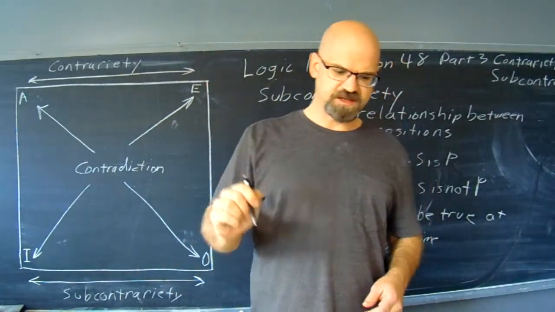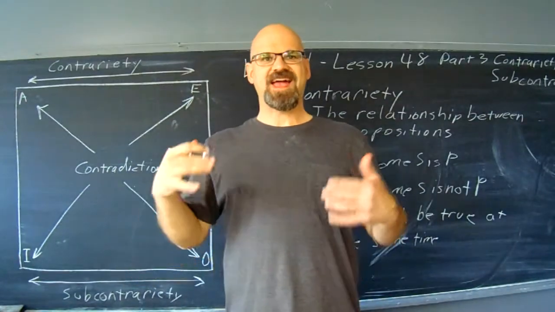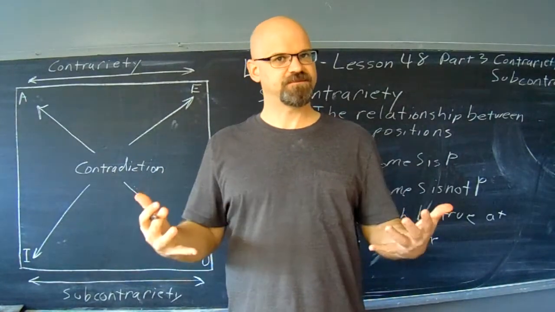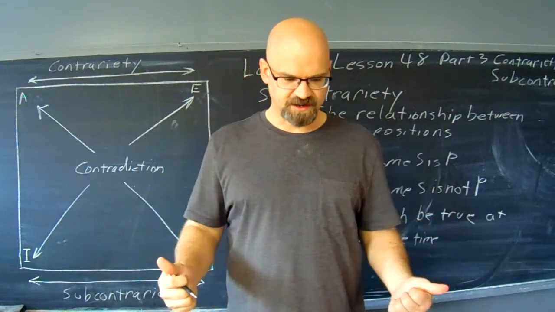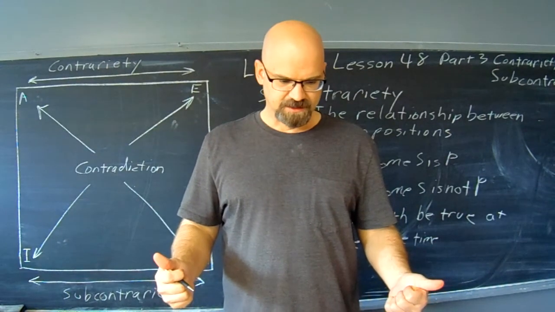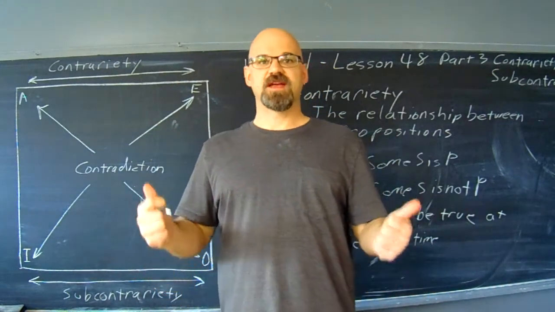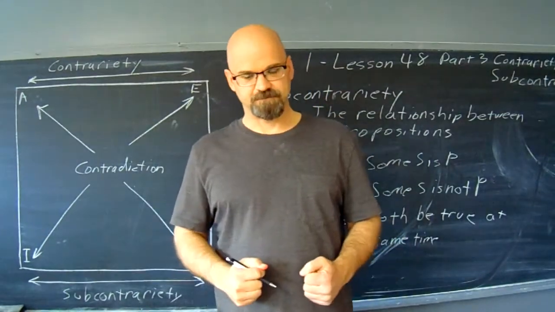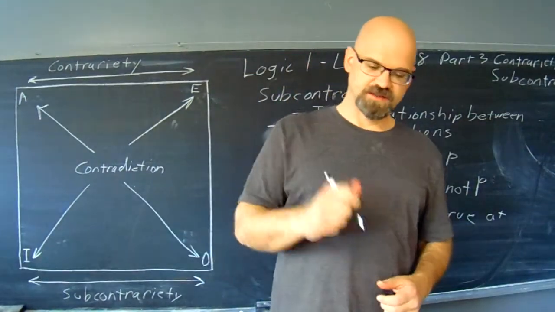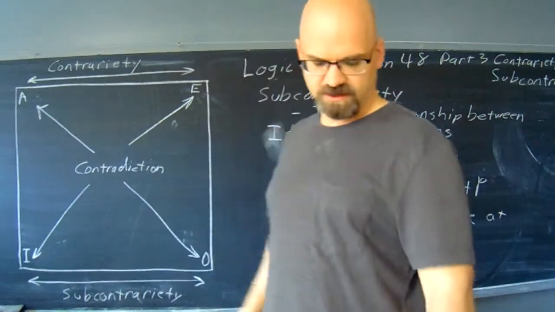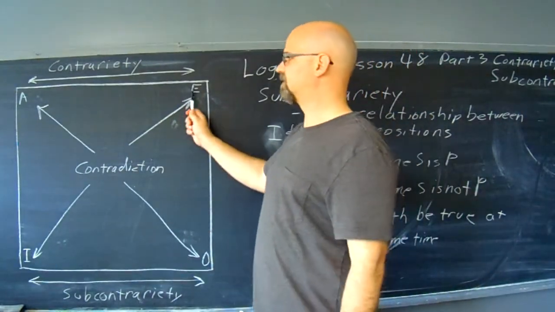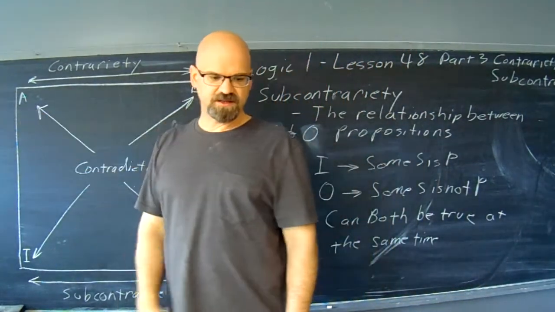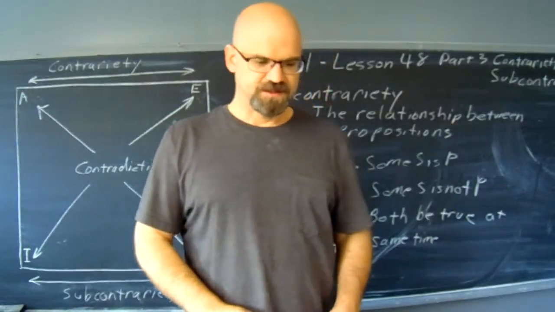They cannot be true at the same time. However, they can be false at the same time. They can both be false, they can't both be true. So again, contrariety is the relationship between A and E statements.